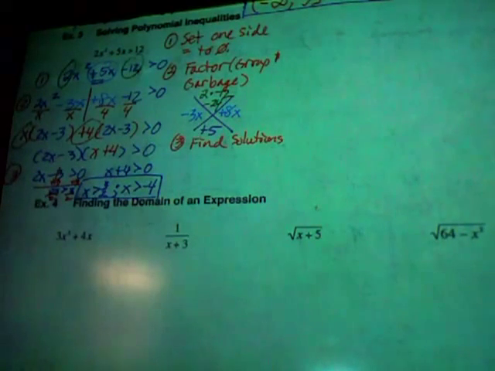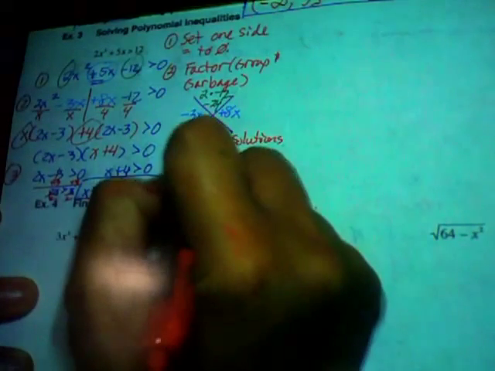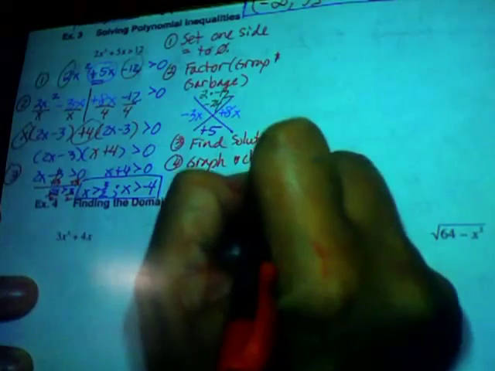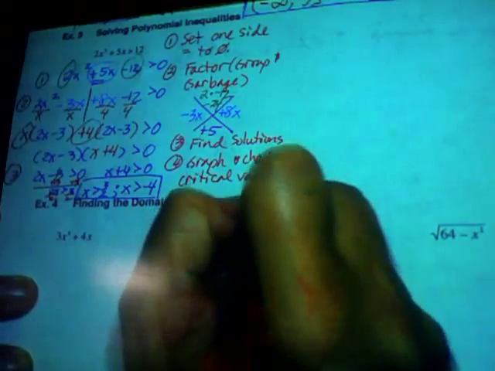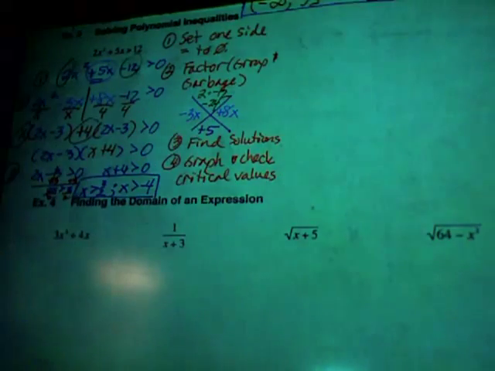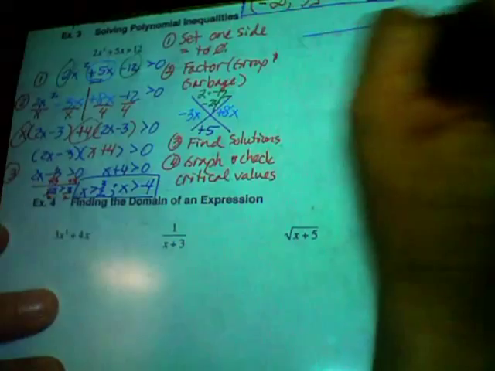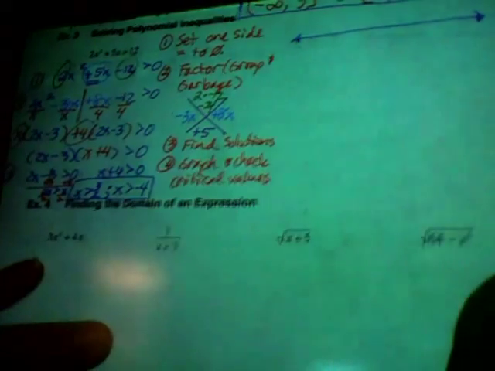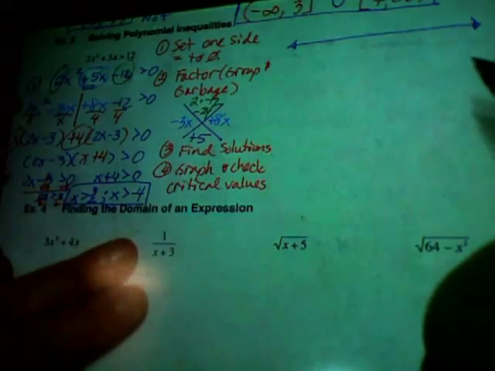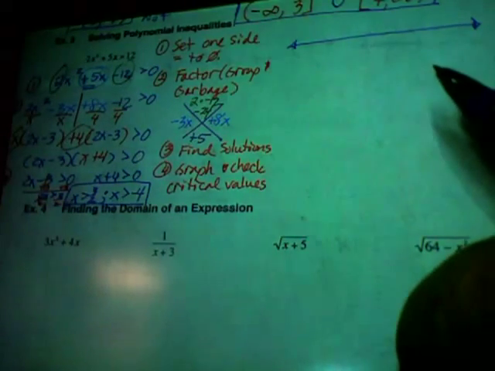Okay. So then your fourth step is going to be to graph and check your critical values. Alright, so up here, I'm going to graph it. And it's weird because I have to graph a fraction. And what these critical values do is they cut the number line into 3 parts.